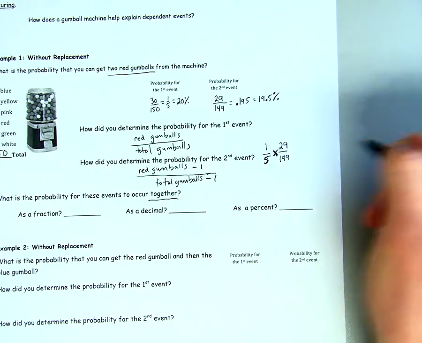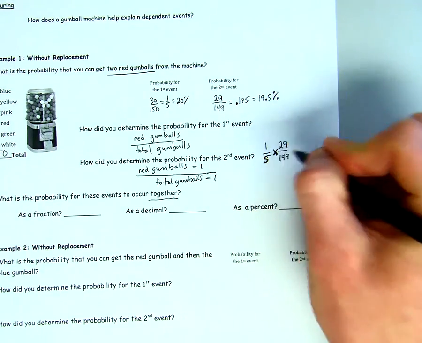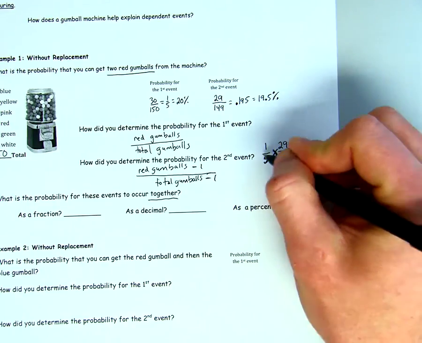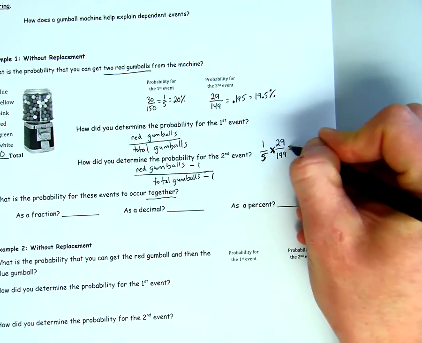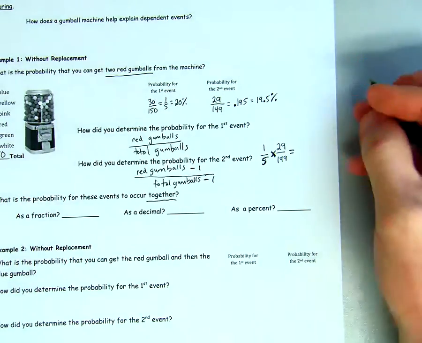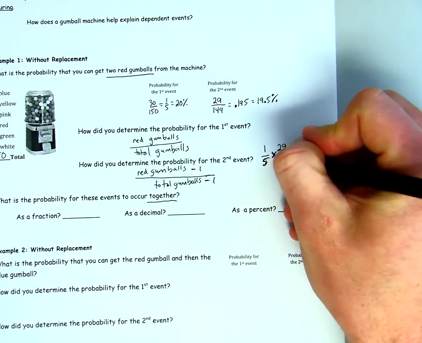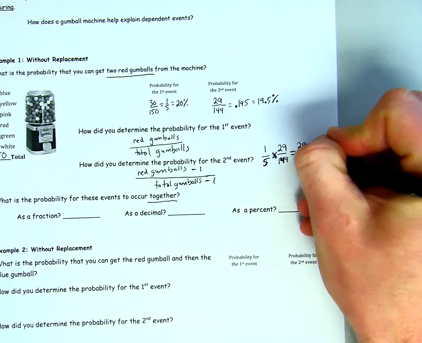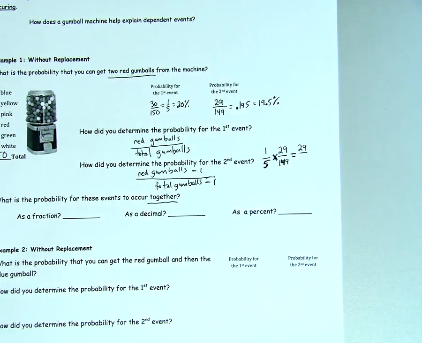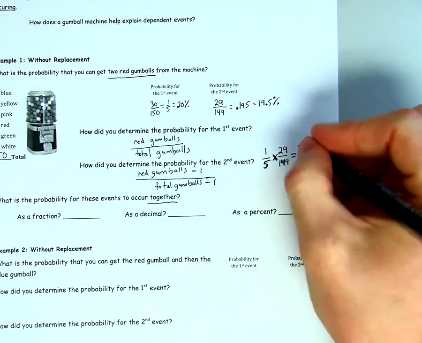I can't do a red and then a different color. I can't do not a red and then a red. It has to both occur. So that's why I'm multiplying. So if I do 1/5 times 29 over 149, I end up getting 29 over, let's multiply 5 times 149, 745.